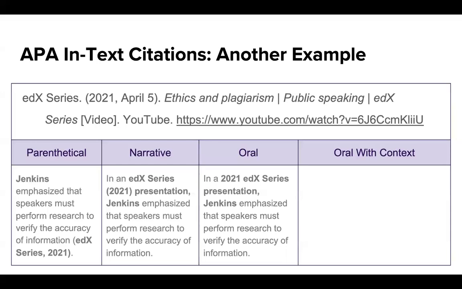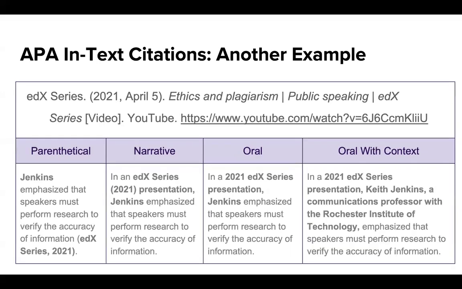Last, what if I'm giving a speech or a presentation and I want to present a fuller citation that complies with APA guidelines, but also provides context and clarifies the authority of our speaker? In that case, I could say something like this. In a 2021 edX series presentation, Keith Jenkins, a communications professor with the Rochester Institute of Technology, emphasized blah, blah, blah.